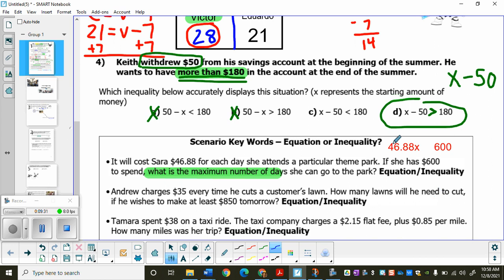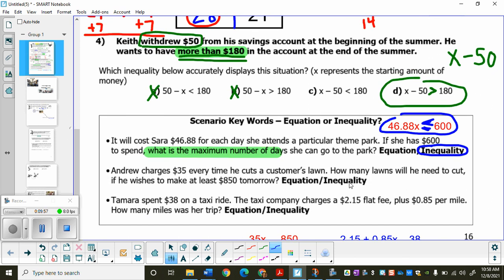So if this is 46.88 per day, and this is the most she can spend, this right here has to be less than or equal to the $600 that she has budgeted. So that would be an inequality because she can spend no more than the 600, and so it's less than or equal to, and so we'll circle inequality for this one.